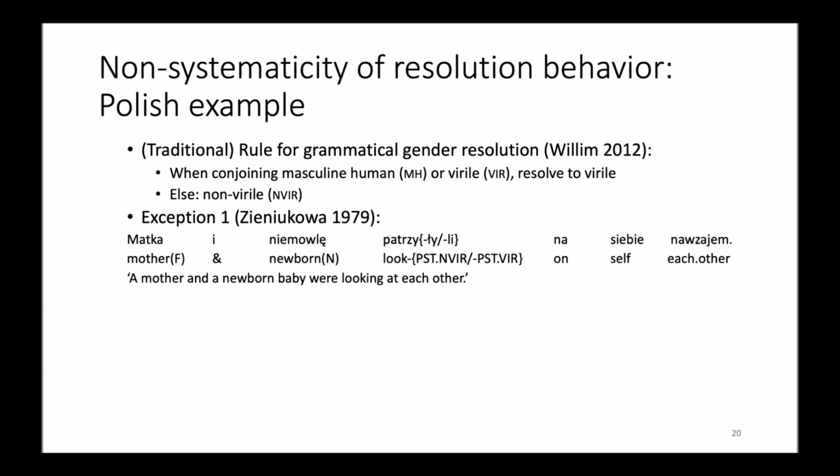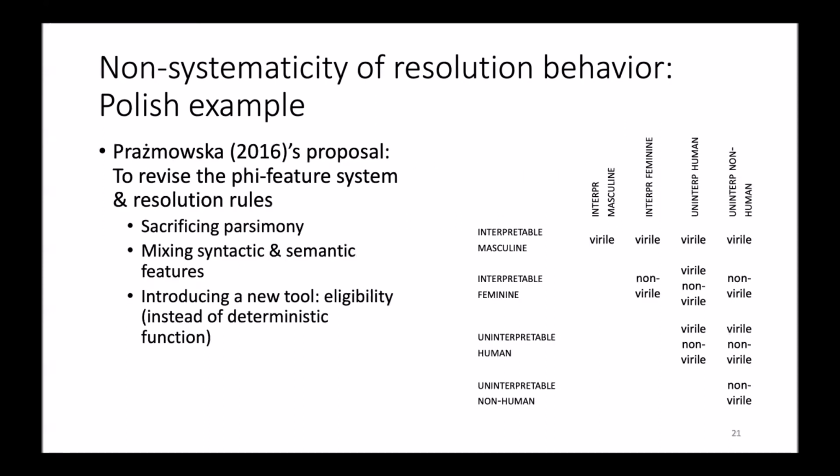So what can we do with this? We could ignore this example, as has been done for a long time, or we can try to change something about the approach to resolution and maybe do some revisions. This is what Przemowska has recently done. Well, a number of people have done it, but I think Przemowska's is one of the best proposals. And I'm still going to show you that there are some undesired consequences of this proposal, and it's not really fully satisfying.